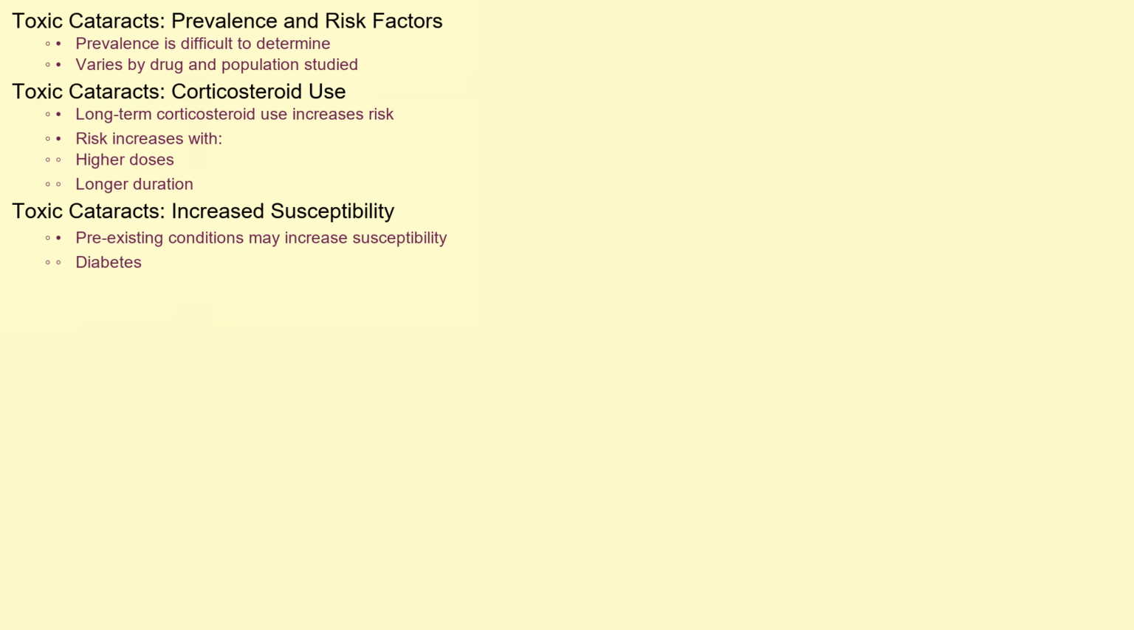Determining the precise prevalence of toxic cataracts is challenging, as it varies depending on the specific drug and the population studied. However, studies show that long-term corticosteroid use significantly increases the risk of developing cataracts. The risk rises with higher doses and longer durations of treatment. Individuals with pre-existing conditions like diabetes may also be more susceptible.